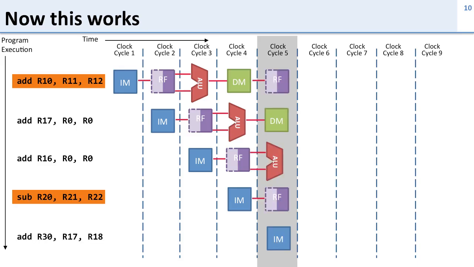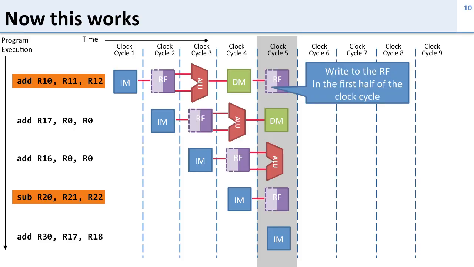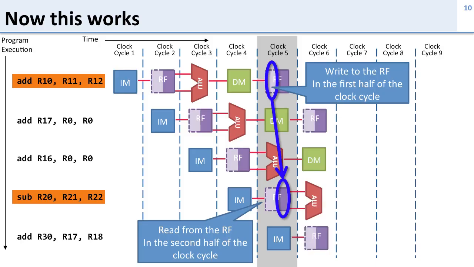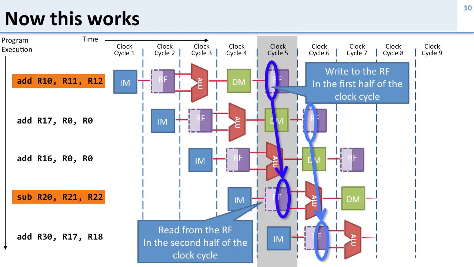So now we go into the fifth cycle, and now we have one instruction that wants to write to the register file and another one that wants to read, but it's okay. The first one writes in the first half of the clock cycle, and the second one reads in the second half of the clock cycle, and they don't interfere with each other. Now we can run the rest of the pipeline, and what we see is this happens every cycle. So in the next cycle, we have another two instructions that want to read and write at the same time, but because we've double pumped the register file, this isn't a problem.